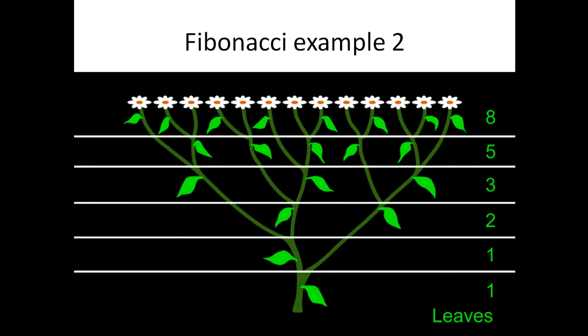There again, we have it in the growth of a plant. 1 leaf plus 1 leaf equals 2 leaves. 2 leaves plus 3 leaves equals 5 leaves. 5 leaves plus 8 leaves equals 13. And look, there are 13 flowers.